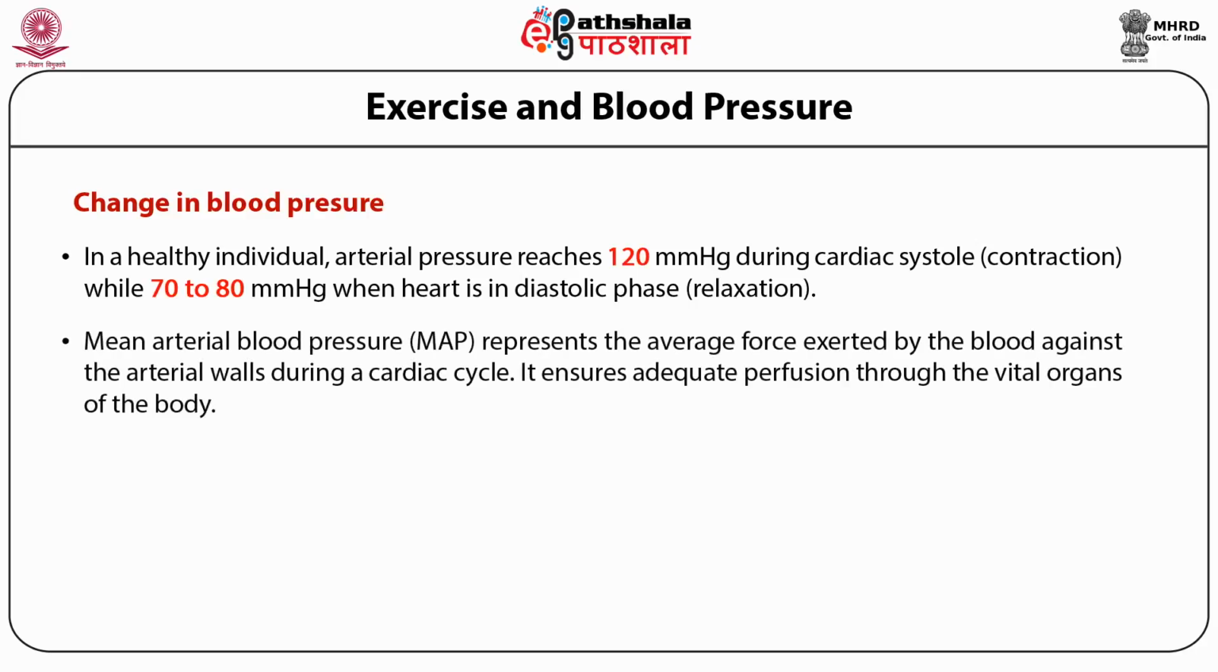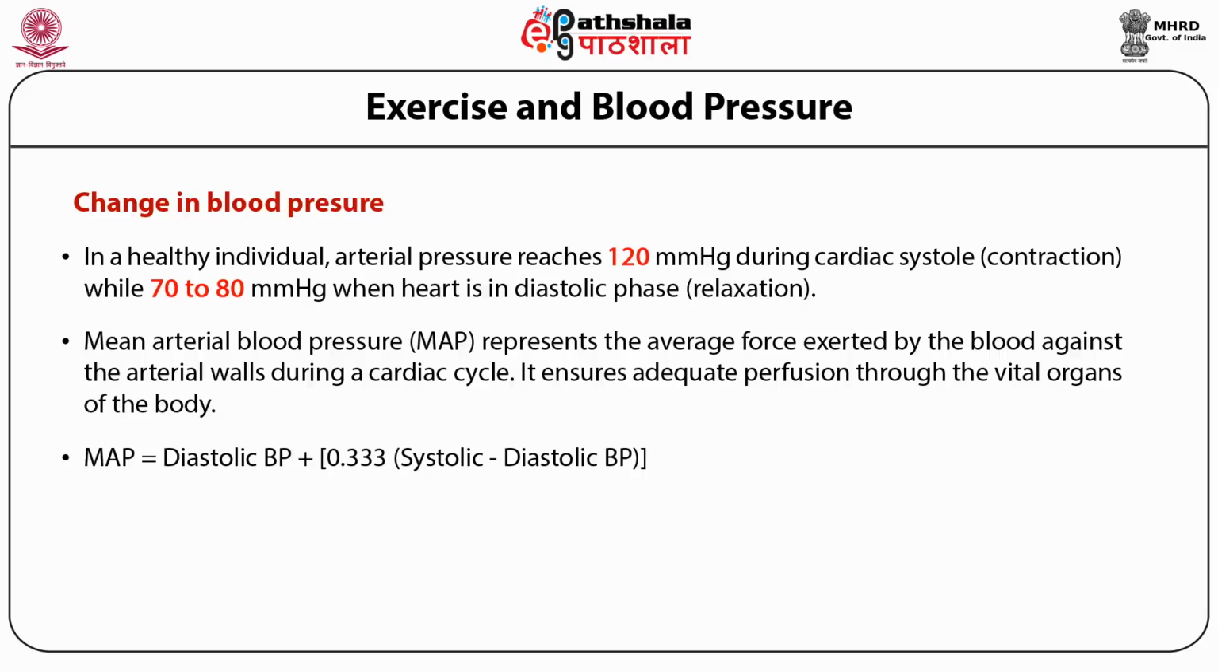Mean arterial blood pressure, that is MAP, represents the average force exerted by the blood against the arterial walls during a cardiac cycle. It ensures adequate perfusion through the vital organs of the body. It can be considered the pioneer among hemodynamic factors, and can be estimated as the diastolic blood pressure plus 0.333 times the difference of systolic to diastolic blood pressure.